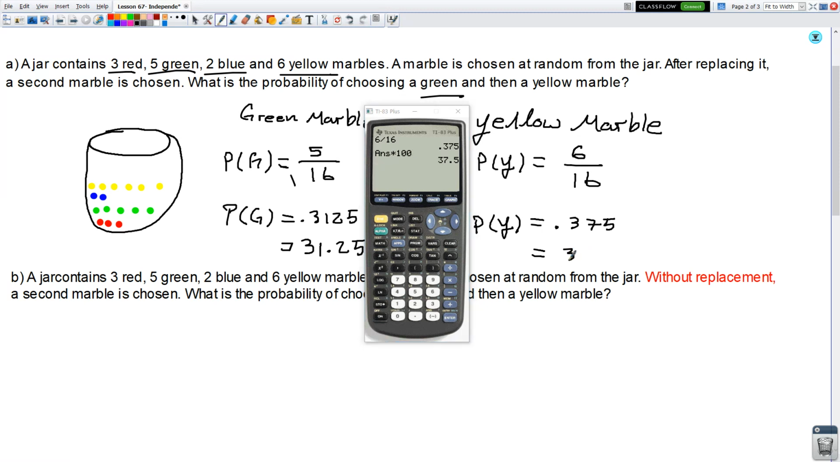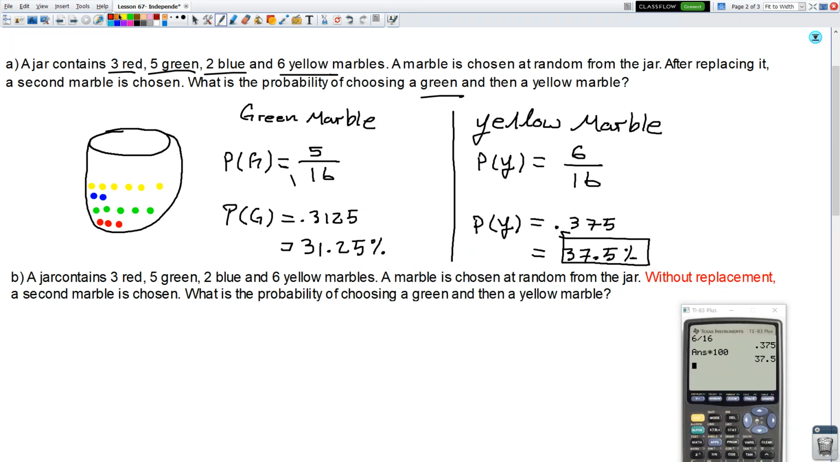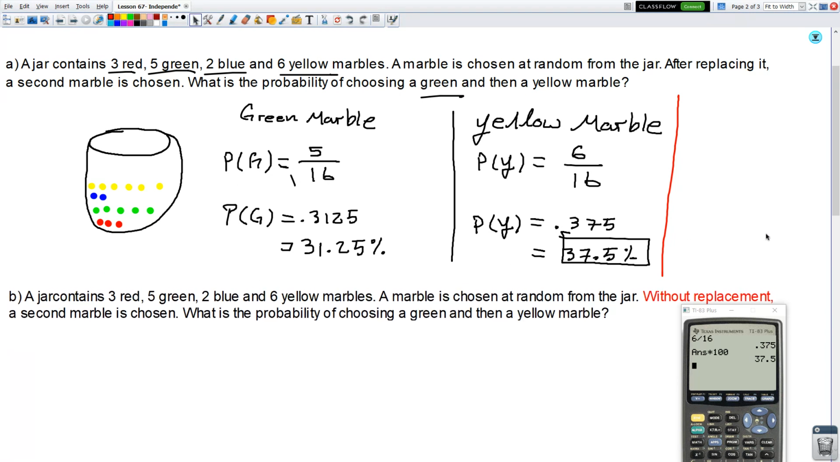So that means that we have a 37.5% chance for us to choose a yellow marble. Now, to see if the first event had any effect on the second event, let's look at example B. And then after example B, we can compare example A and example B, and then we can see which of those two can be classified as an independent event.